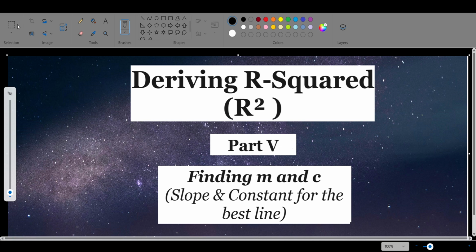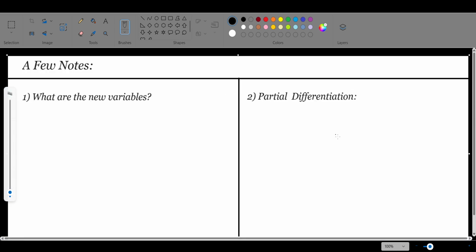Okay, so let's start off. We are first going to discuss a few things that will help us out in the main derivation of finding the best slope and the best constant. So let's have a look at that.